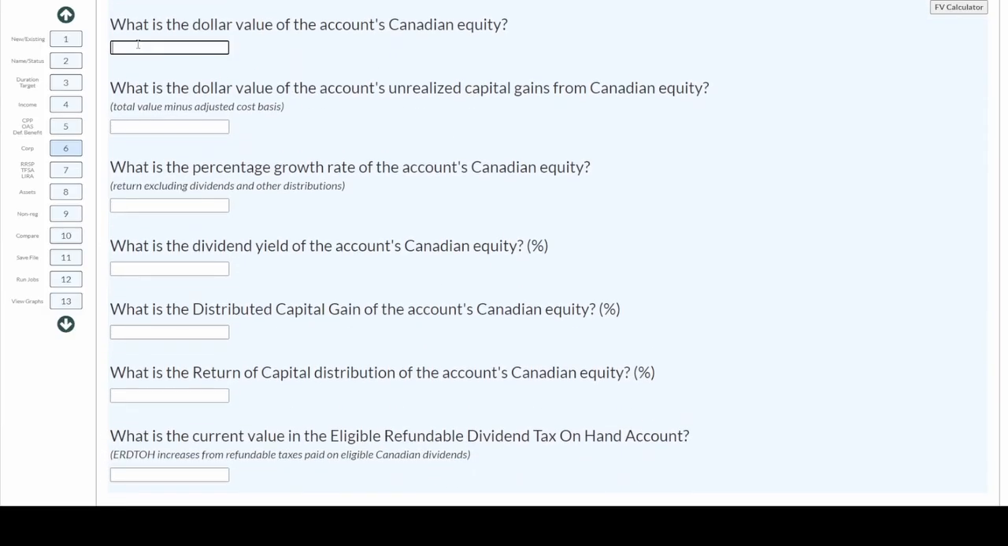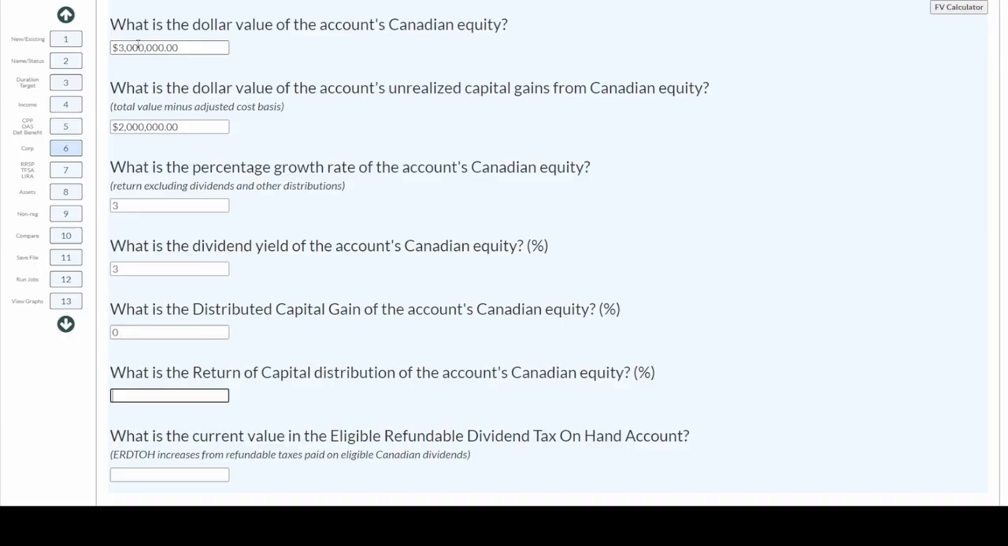First, enter the dollar value of the account's Canadian equity. Then enter the unrealized capital gain, which is the current value minus the adjusted cost basis. This is followed by the expected annual appreciation of equities expressed as a percentage, where growth excludes other distributions. Then enter the expected annual dividend yield of equities expressed as a percentage, followed by the distributed capital gains from the fund to the account, and not from buying or selling the fund.